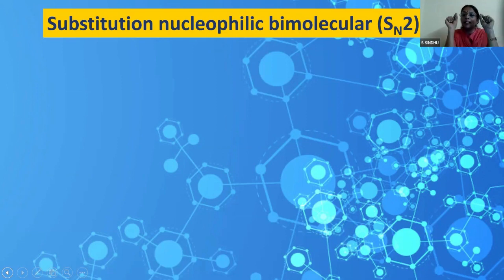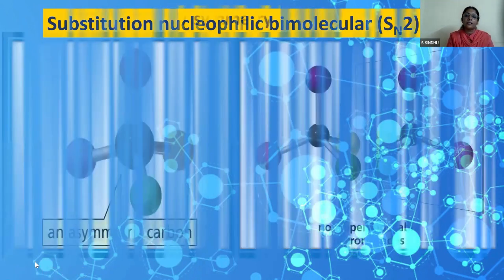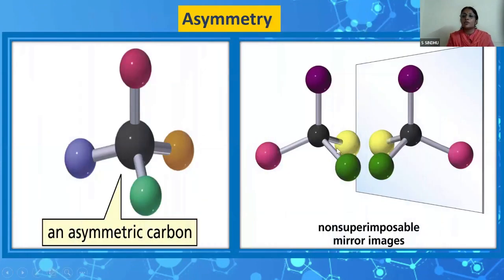If you have an asymmetric center, a carbon with 4 different species, you take its mirror image and try to superimpose it, it will not be superimposable. So these 2 are called enantiomers. The figure that we saw earlier, these 2 are different species, so they are enantiomers.